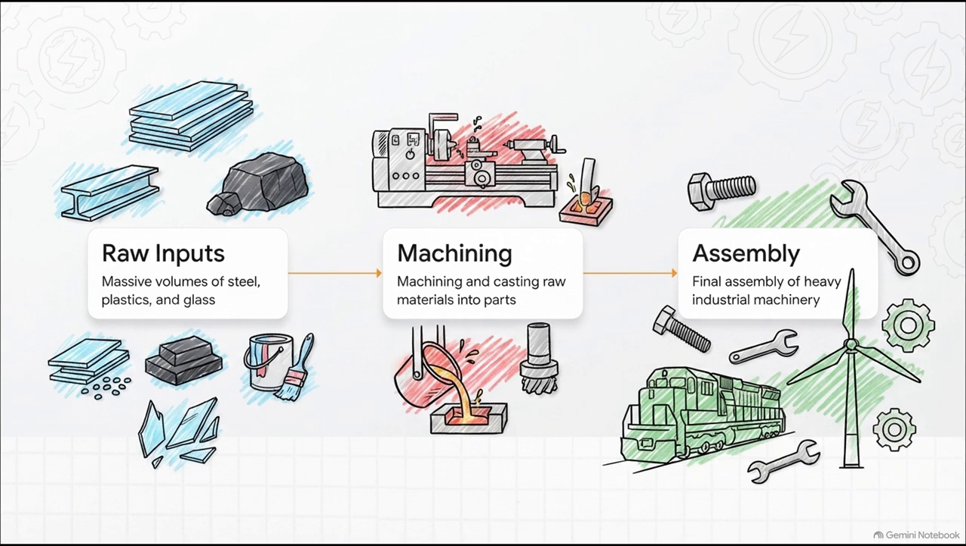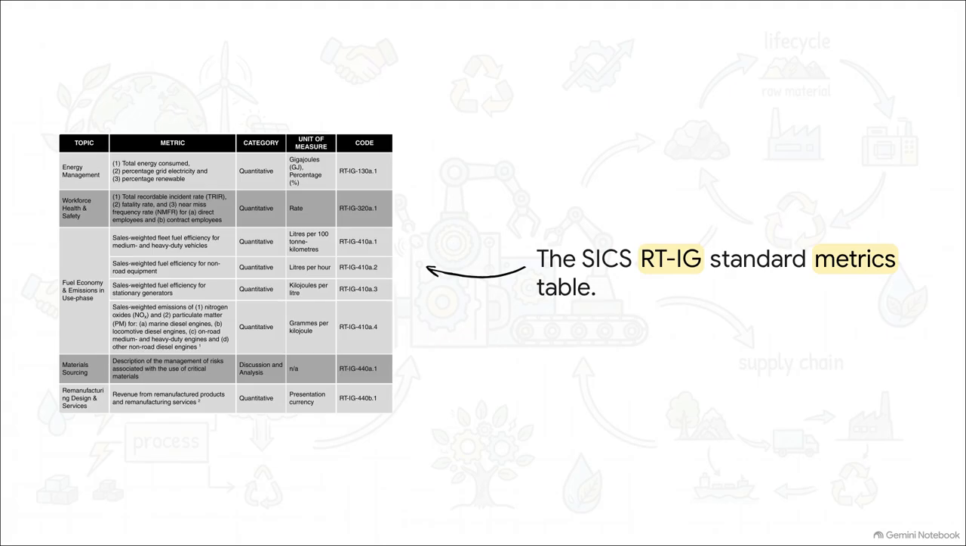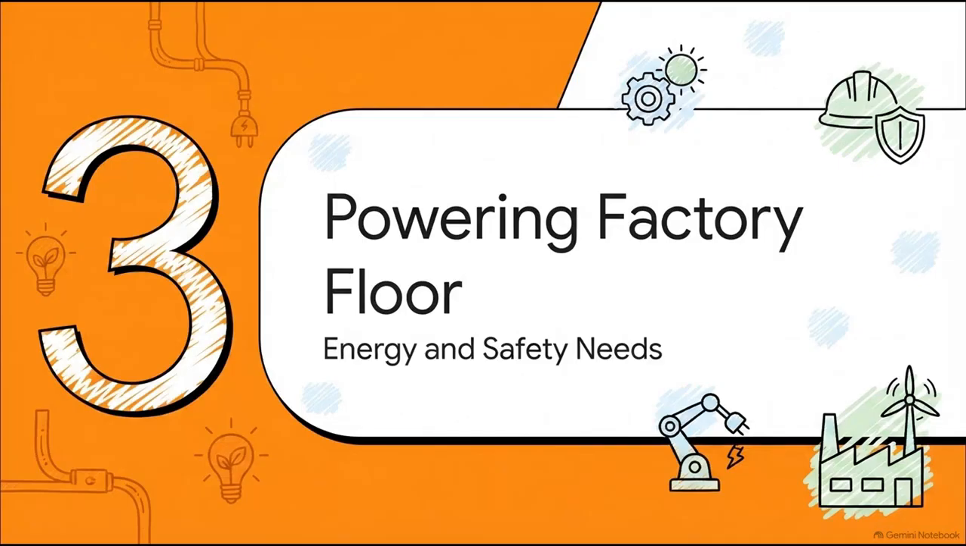Just imagine the sheer energy and labor required to transform raw steel plates into a functional locomotive or a high-efficiency turbine. It's incredible. So to measure the financial risks and opportunities across this really intensive life cycle, the SASB standards lay out a comprehensive map of core disclosure topics. These basically break down into energy management, workforce health and safety, fuel economy and emissions, material sourcing, and remanufacturing design and services. Every single one of these metrics directly ties back to an operational reality that hits the bottom line. Which brings us to Section 3, powering the factory floor.